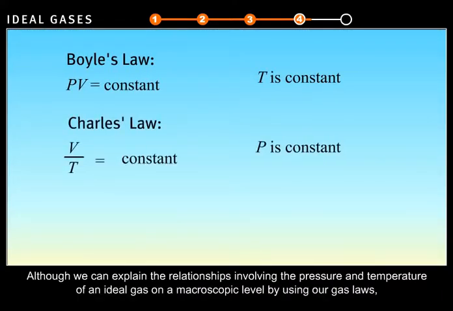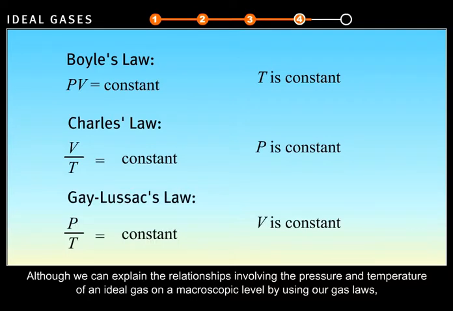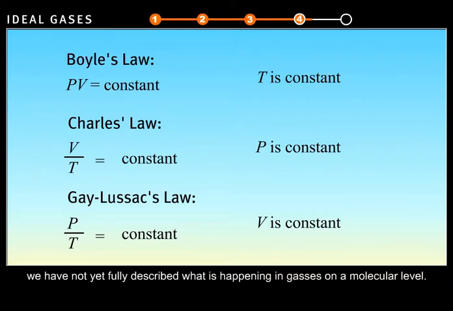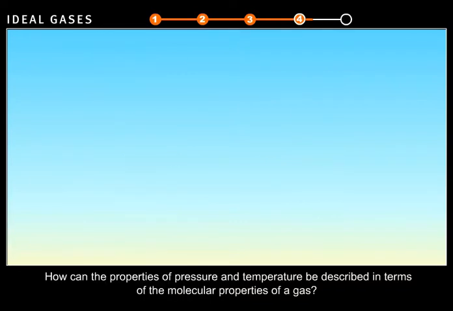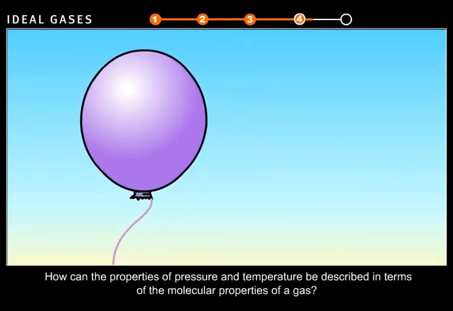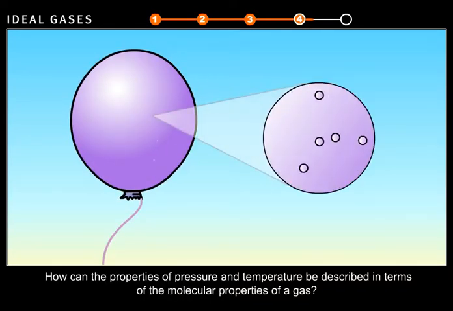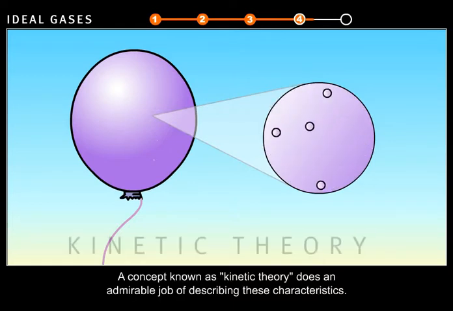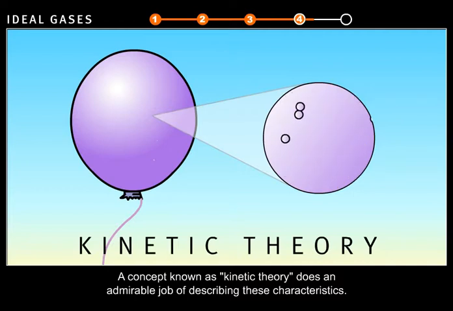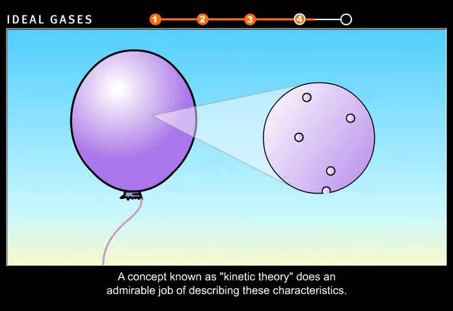Although we can explain the relationships involving the pressure and temperature of an ideal gas on a macroscopic level by using our gas laws, we have not yet fully described what is happening in gases on a molecular level. How can the properties of pressure and temperature be described in terms of the molecular properties of a gas? A concept known as kinetic theory does an admirable job of describing these characteristics.